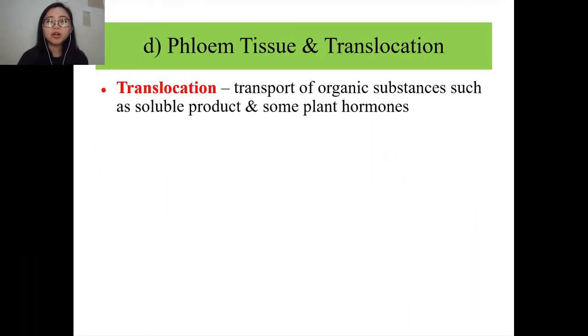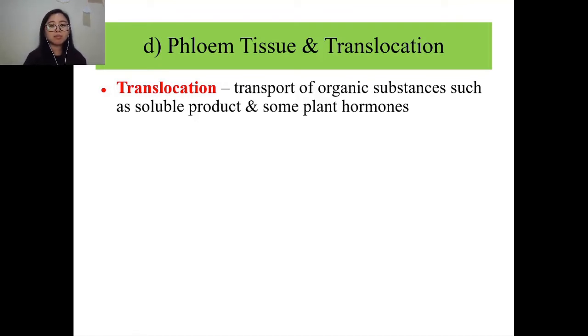Last but not least, we are going to talk about the photosynthetic products, which is in the phloem. Sekarang kita masuk kepada phloem tissue and translocation. Apa benda ni translocation? Translocation is the transport of organic substances such as soluble products and some plant hormones. So, translocation ini boleh untuk products of photosynthesis macam glucose, sucrose, tapi dia boleh juga transport benda lain seperti plant hormones. Plant hormones, nanti belakang kita cerita.